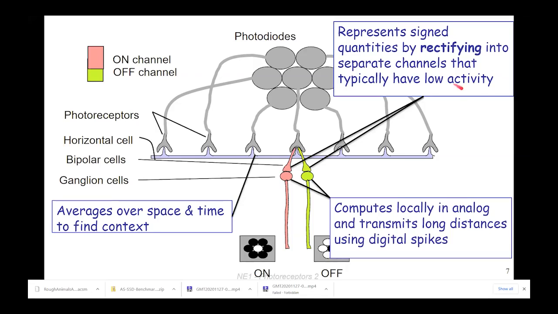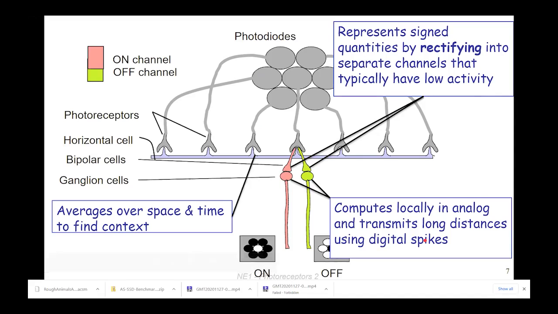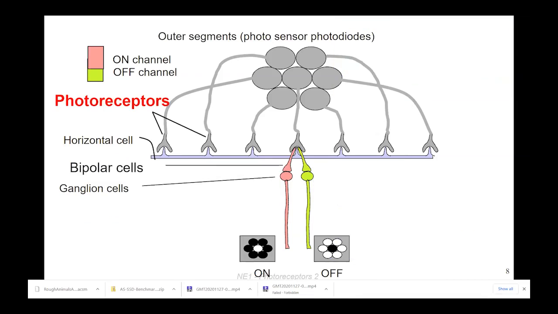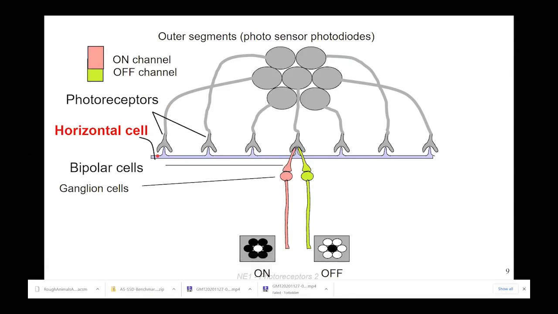And the other thing is, this is an implementation of something that computes locally in analog and transmits long distances using digital spikes, which is how your mammalian brains are built. Any brain that's bigger than a millimeter or so uses spikes to send signals long range. Okay, so the photoreceptors and then the horizontal cells. Let's look at this horizontal cell. These are really cool.